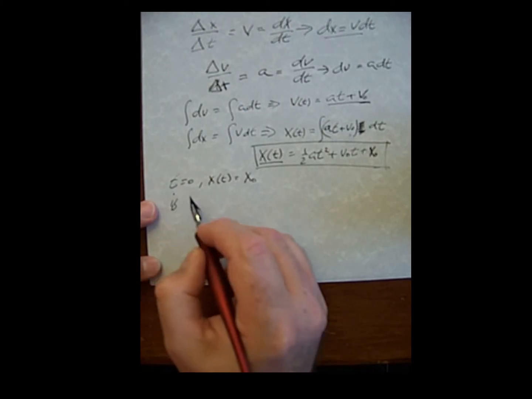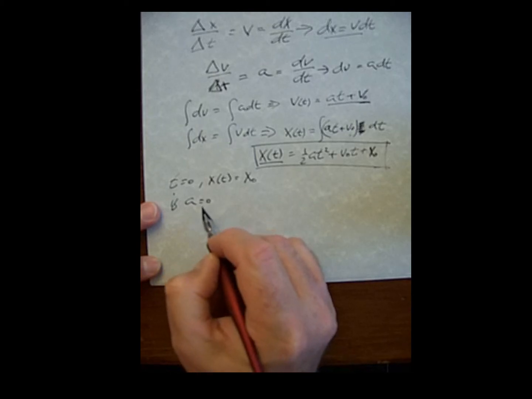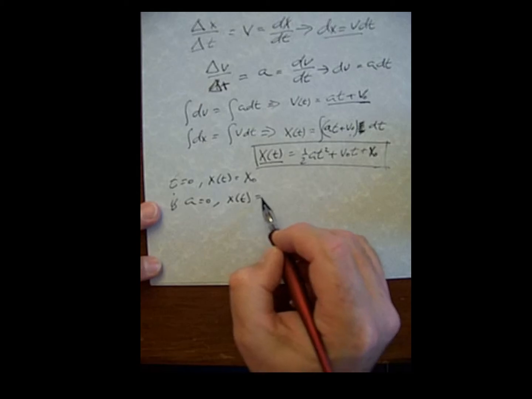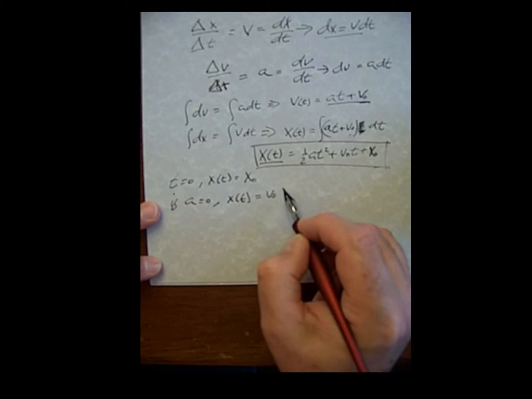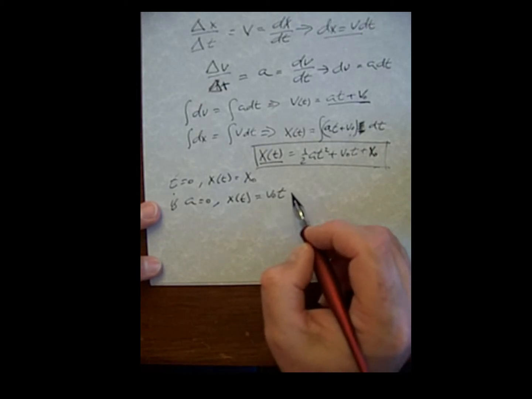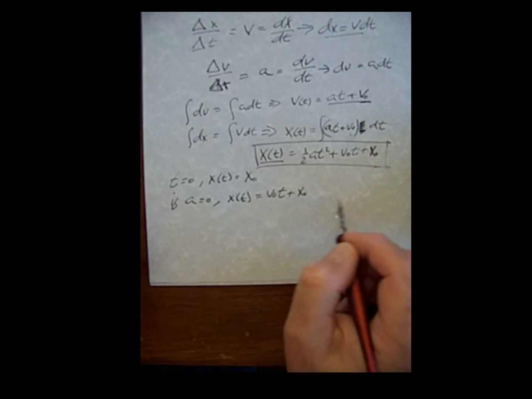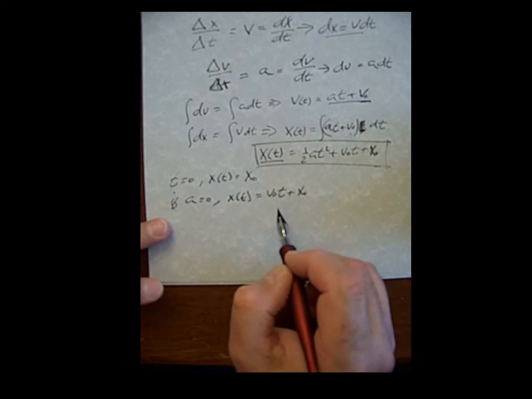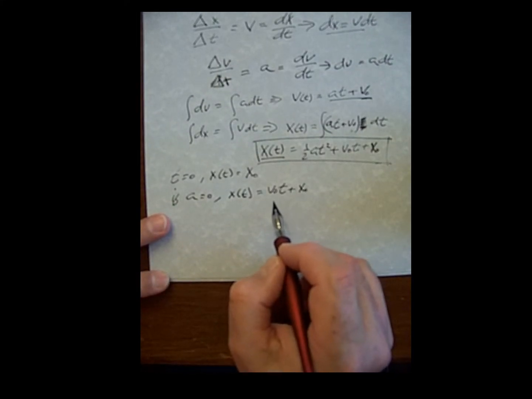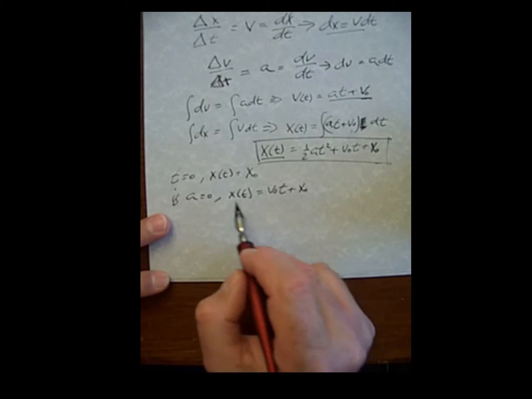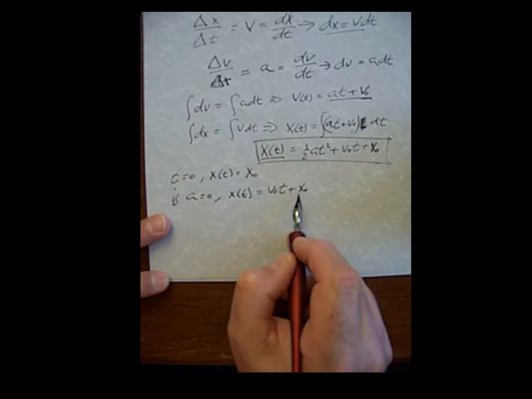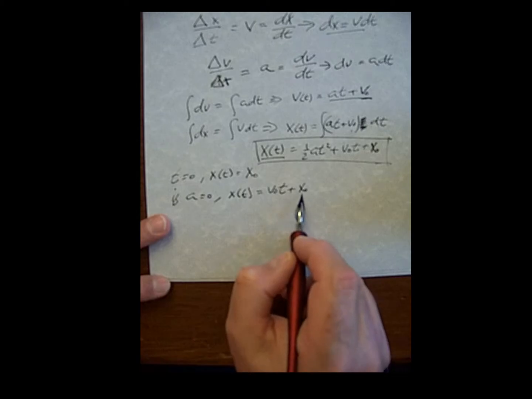If acceleration equals 0, then x of t is just v0 t plus x0, or x of 0. Remember, these are constants. So this means that with no acceleration, x is moving at a constant velocity from some initial location.